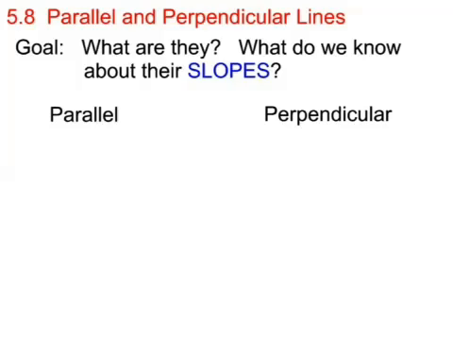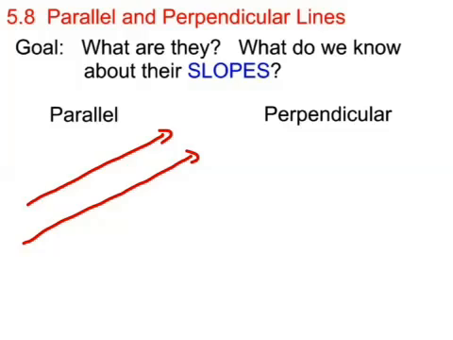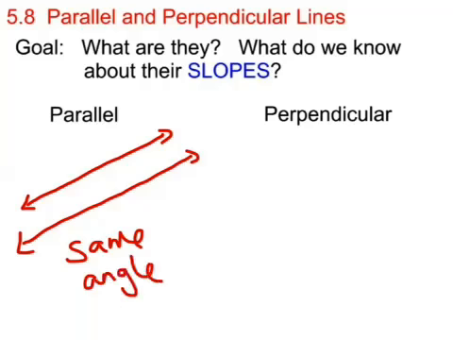First of all, what is the definition of a parallel line? Parallel lines are two lines that never intersect. They go up, we could say sort of at the same angle, right? Although in Chapter 5 we really don't talk about angles too much.